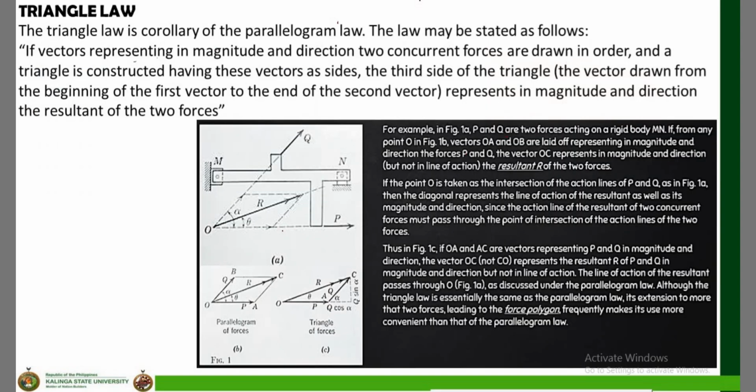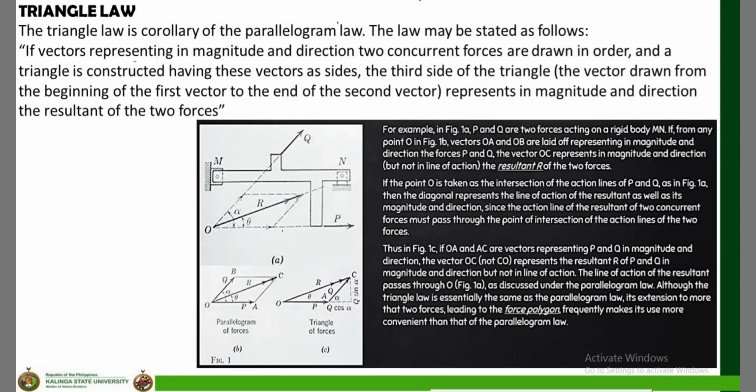Another method we are using to solve for the resultant is the triangle law, which states that if vectors representing in magnitude and direction two concurrent forces are drawn in order, and a triangle is constructed having these vectors as sides, the third side of the triangle, the vector drawn from the beginning of the first vector to the end of the second vector, represents in magnitude and direction the resultant of the two forces.